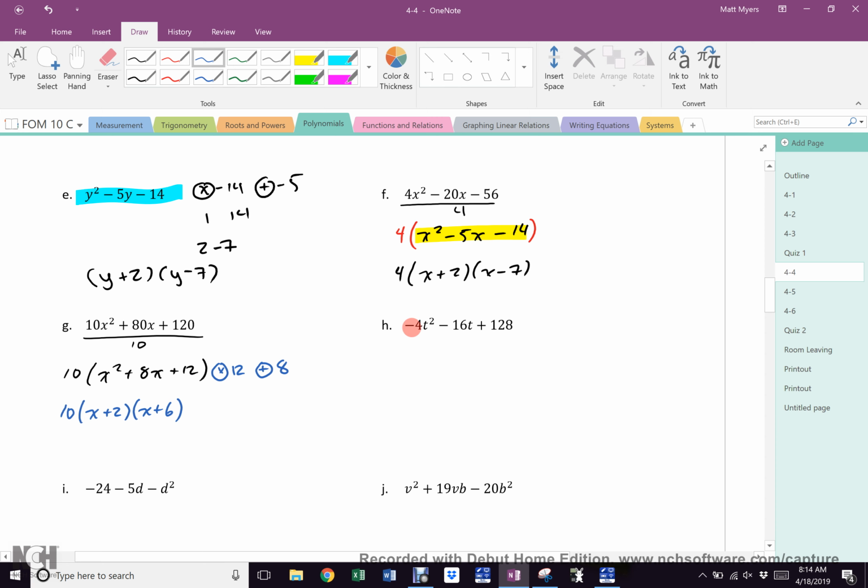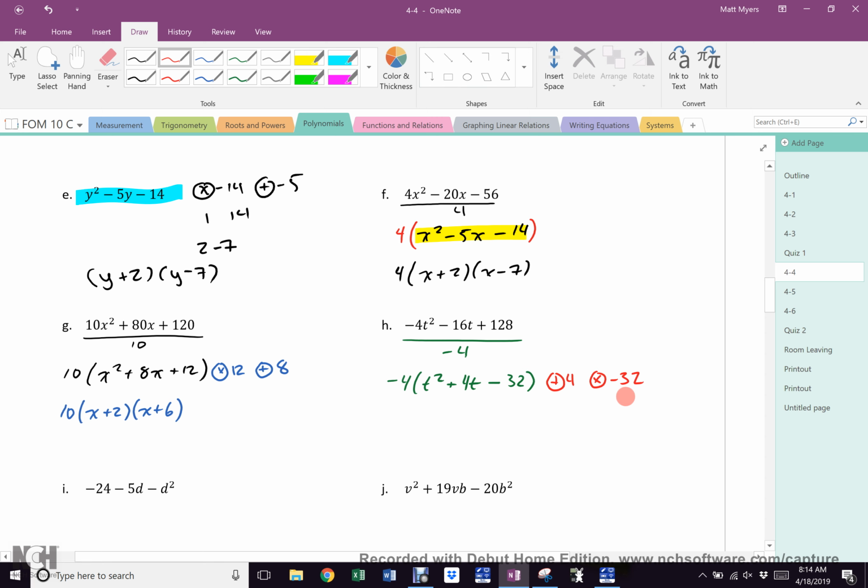Here, what don't you like? You don't like that negative 4. So you get rid of negative 4 by dividing it out. And that gives you t squared. Now, what happens to that negative when I took the negative out? It becomes positive 4t. And what happened to that positive? It becomes negative 32. And then, of course, I just say to myself, self, what will add to 4 and multiply to negative 32.